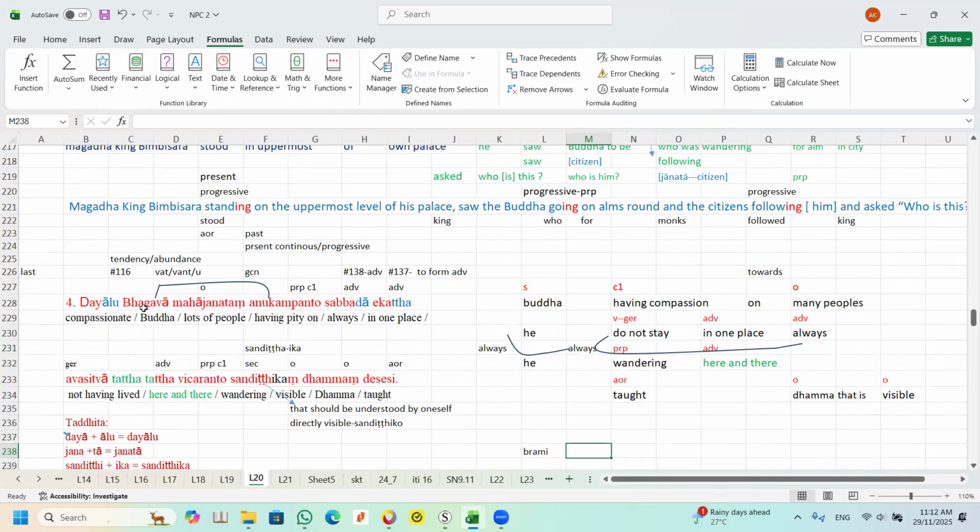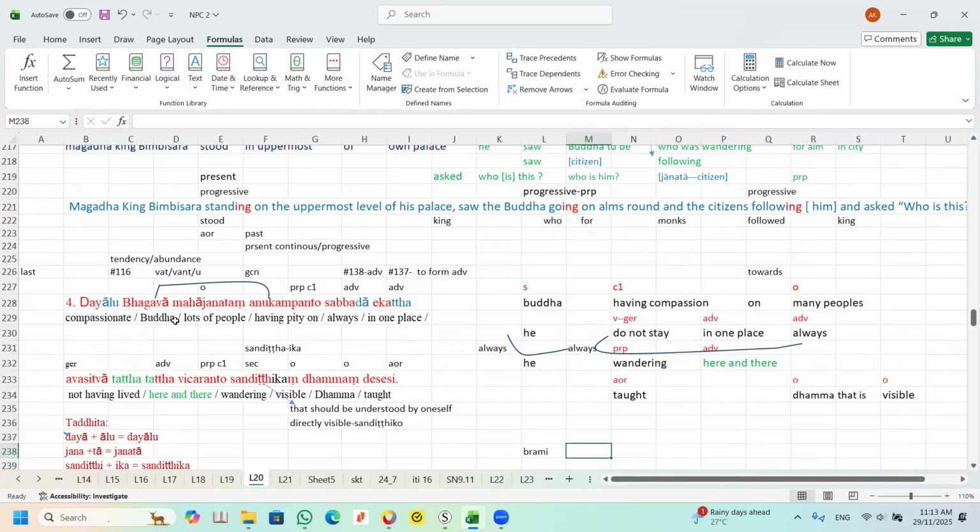Now, can you see this word? Can you see the word bhagawa? It comes to bhagawan too. This is the subject. And whenever there is the same case, when this is the same case as this, that means this is an adjective to this.